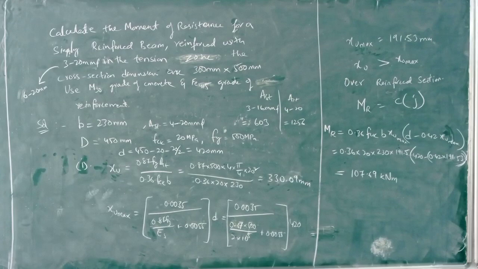Also compare this problem if I provide 6 bars of 20 mm diameter. What is happening if I provide 3-20 and 6-20? What type of section is it coming to, and how much moment of resistance are you getting in these two reinforcement cases? You need to solve this problem.